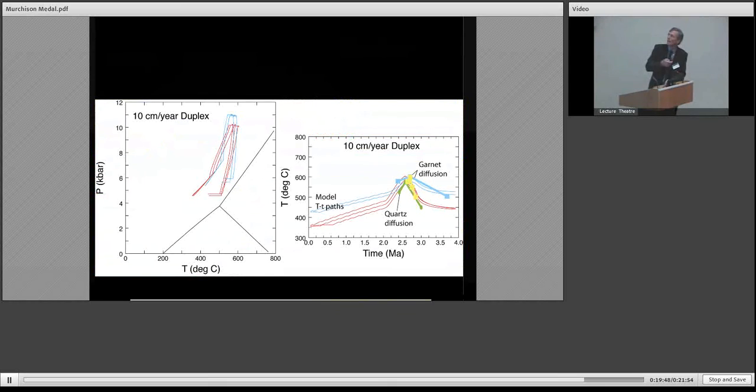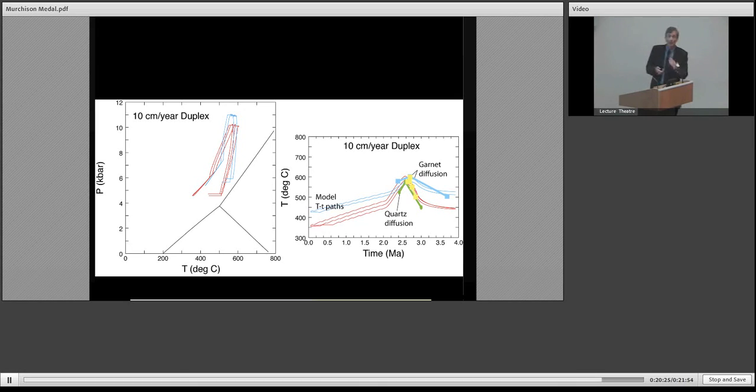So these are the calculated paths we get. You can see the PT paths look similar to what we surmised from the rocks. And in the temperature-time histories, we have a period of slow heating, and of course this could go on for tens of millions of years as we could bury these rocks as slowly as we want to. But then there's a very rapid event that takes place in, in this case, around 500,000 years or so of heating and then cooling, and it fits, at least as well as we can tell, the results from the diffusion modeling quite well.